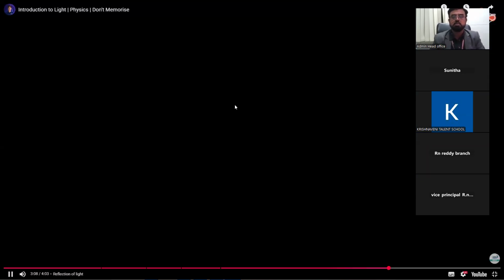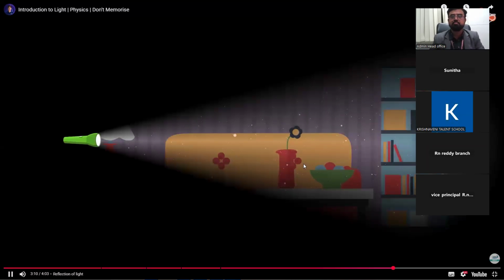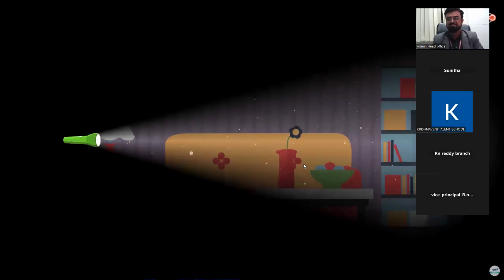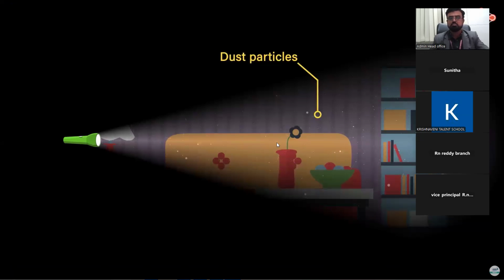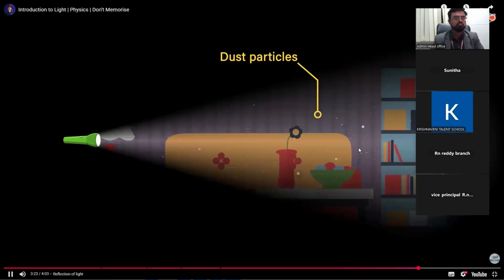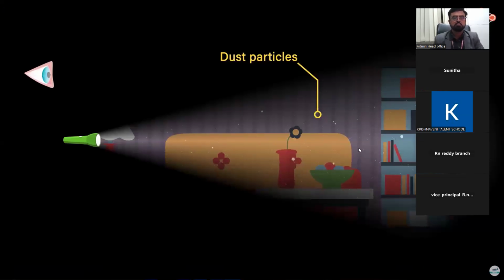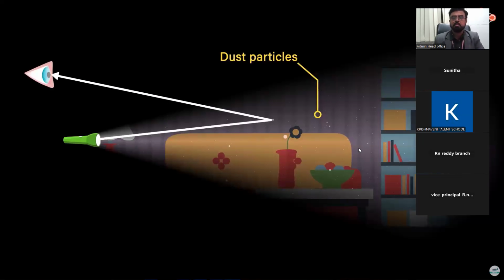Step inside a dark room, light up a torch, and point it at the distant wall. Look carefully at the path of the light coming from the torch. You will see tiny dust particles in the air. What is the reason for this? Why are you able to see these particles? You are able to see the dust particles because the light from the torch is getting reflected from their surfaces and traveling towards our eyes.